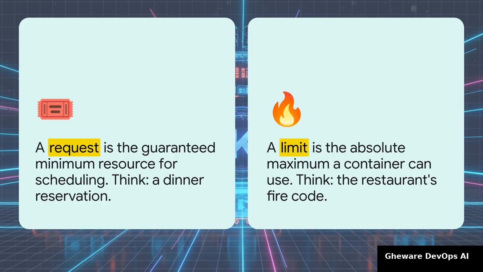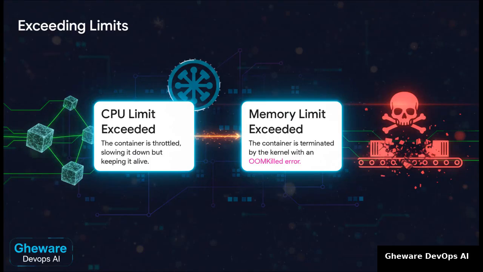A limit, on the other hand, is the hard ceiling. It's the absolute maximum your container is ever allowed to use. That's the fire code capacity of the restaurant. If you go over that, well, there are going to be consequences. And what's really interesting is that the consequences for hitting those limits are totally different depending on what you're using.